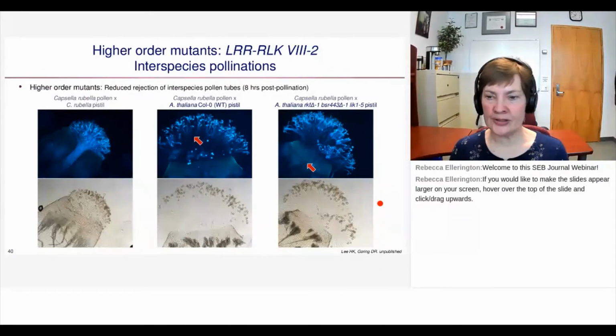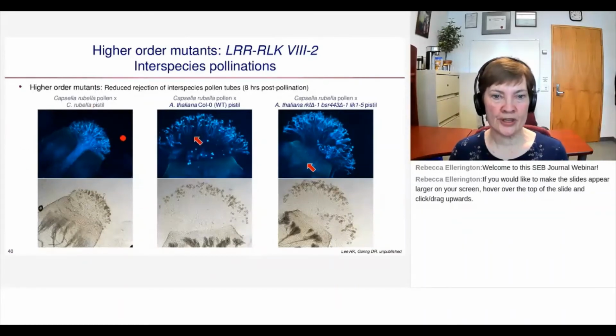These are aniline blue images where we've taken Capsella rubella pollen to pollinate these different pistils. Capsella rubella is closely related to Arabidopsis thaliana, but we know from previous research that it will reject Capsella rubella pollen. So this is a Columbia pistil that's pollinated with the Capsella rubella pollen, and you can see that the pollen tubes have only grown a short distance into the stigma and then they've stopped. This is at 8 hours post-pollination, and if you were, for example, to have Columbia pollen, it would be well on its way to fertilizing all the different ovules.